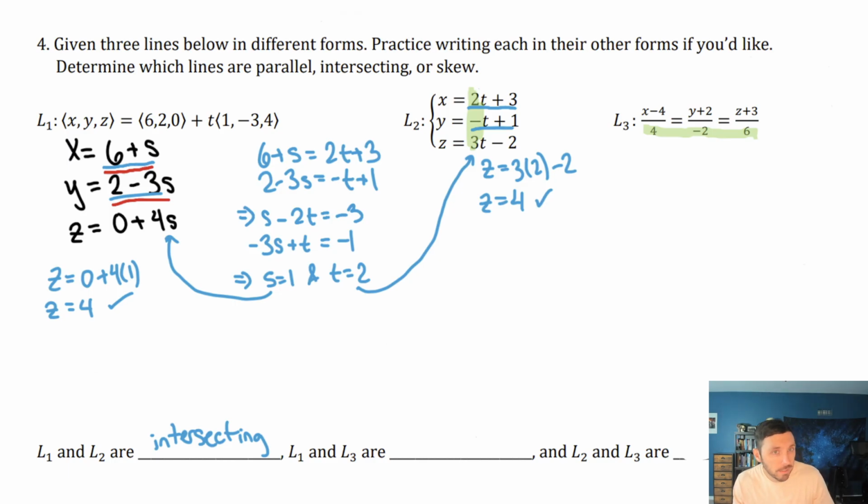So what I did off this was I set the x components equal to one another. I set the y components equal to one another. And then I got s is equal to 1 and t is equal to 2.